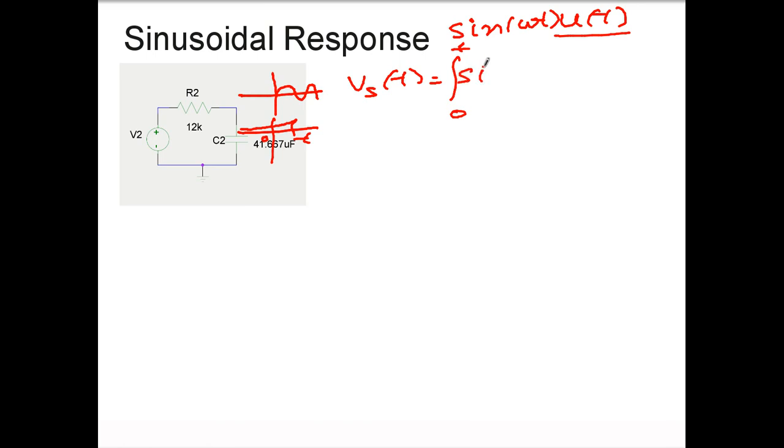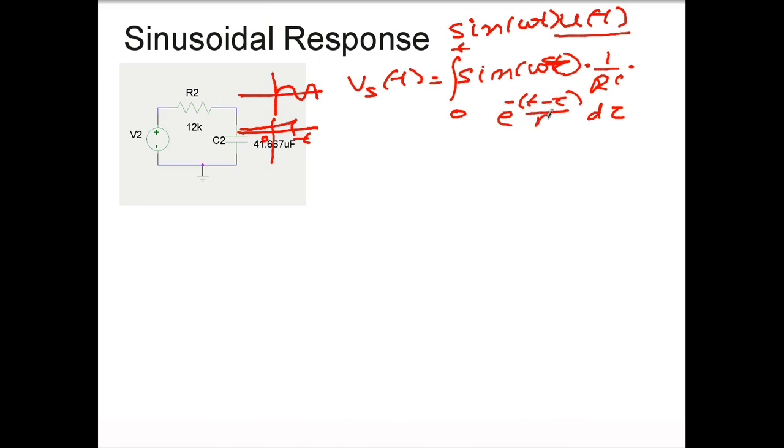So we have limits from 0 to t. From 0 to t, my u of t is equal to 1, so I'm just going to write sine of omega t. I'm skipping a lot of steps here to make this quick. We're already 16 minutes into the video. So the sine of omega t times 1 by RC, this is my impulse response, times e raised to minus (t minus tau) d tau. And this should have been a tau, this should have been sine omega tau, sorry about that.